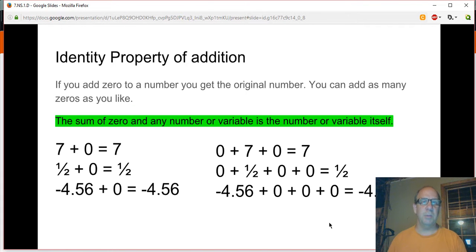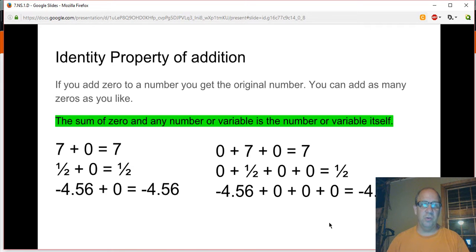The identity property of addition. If you add 0 to a number, you get the original number. You can add as many zeros as you like. The official definition is the sum of 0 and any other number or variable is the number or variable itself. So 7 plus 0 is 7, 1/2 plus 0 is 1/2, negative 4.56 plus 0 is negative 4.56.